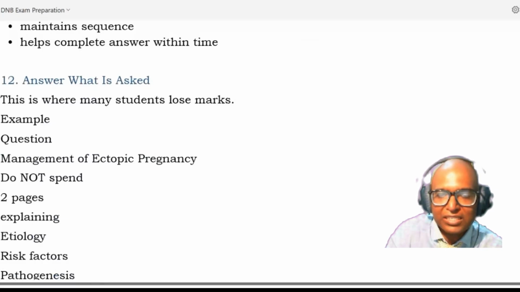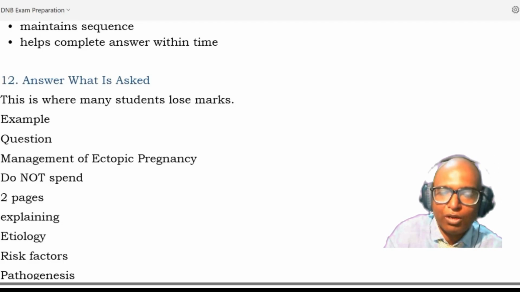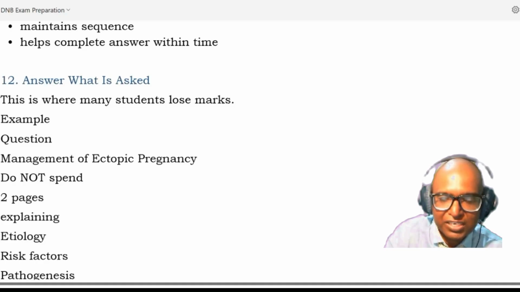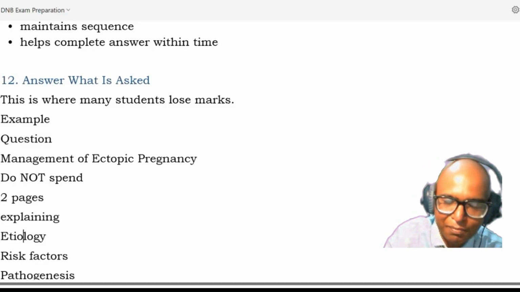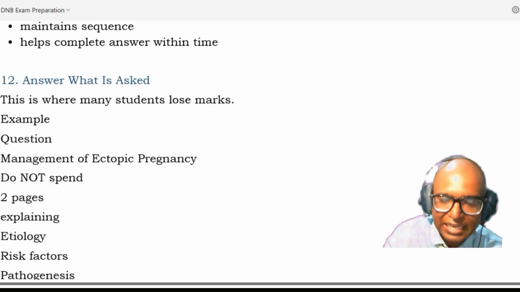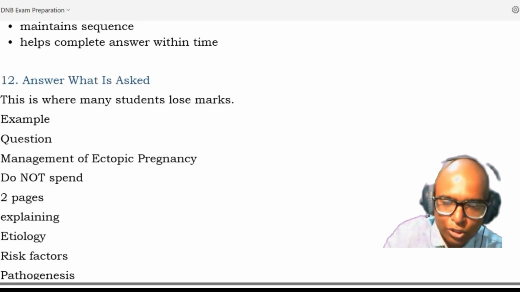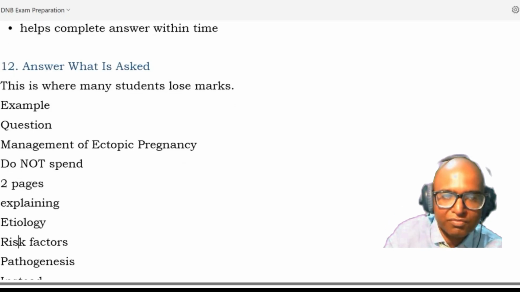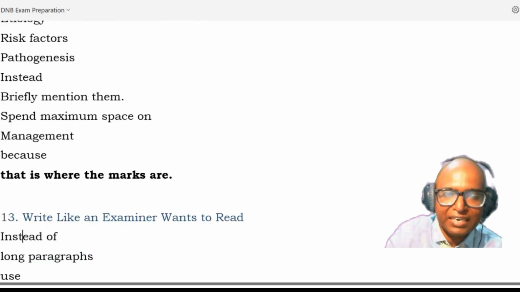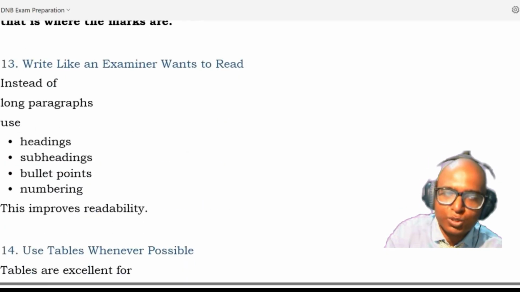Suppose your question is asking about the investigations and management of one particular thing, and the pathophysiology is not asked. Don't spend a lot of time or pages and pages writing for the pathophysiology which has not been asked. You will stick to the investigations and management. But if you feel that you should write something about pathophysiology, draw just some diagram or flow chart that will enumerate only the etiological factors. Don't describe them. This is going to be very important. What you have read, what has been asked, keep the balance between the two. Write like an examiner wants to read.